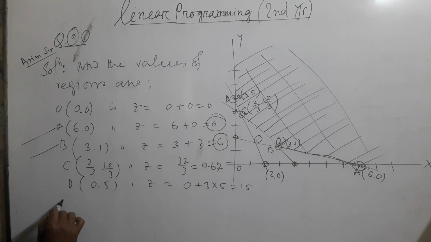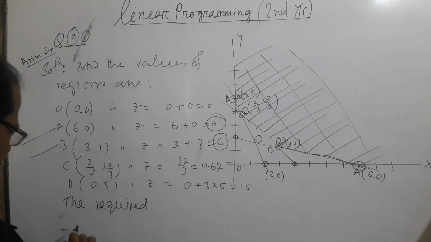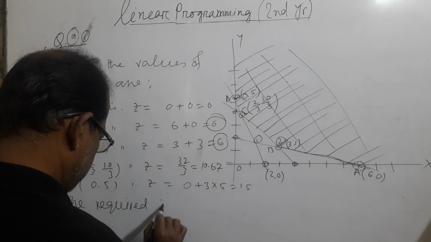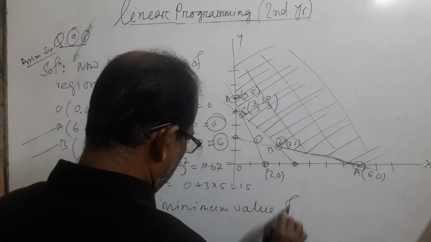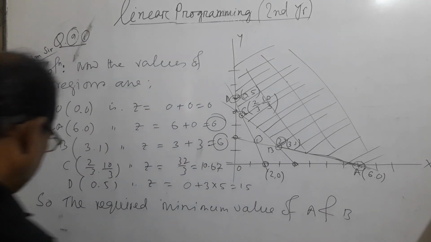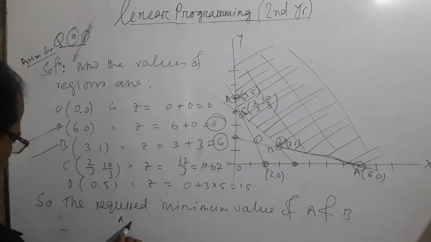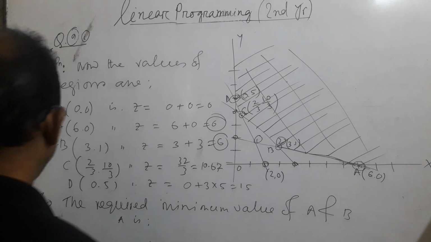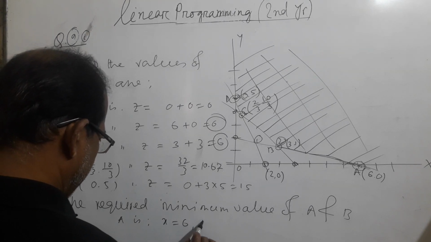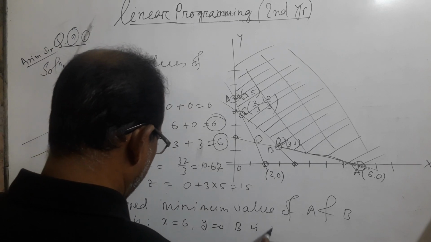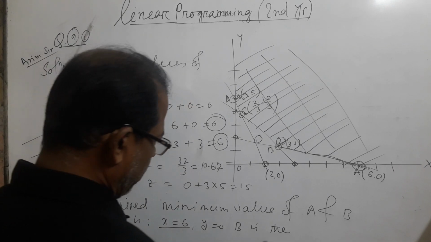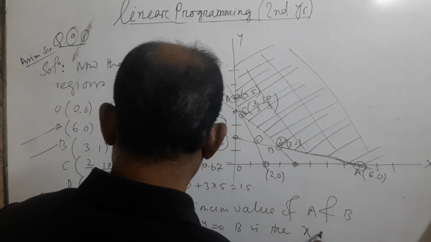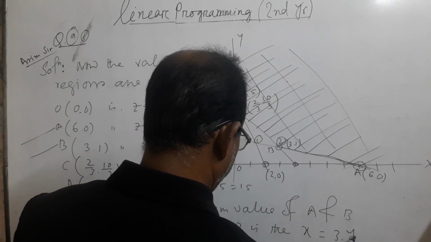So the required minimum value at A and B. That's why A is x equal to 6 and y equal to 0. B is x equal to 3 and y equal to 1.